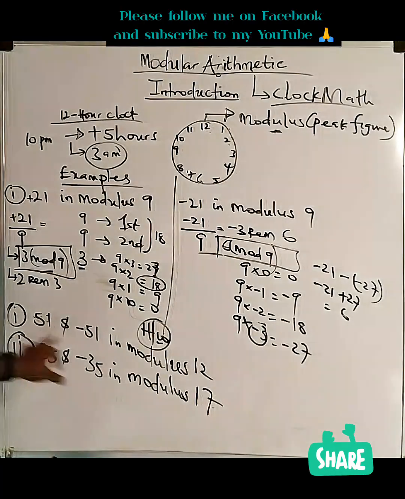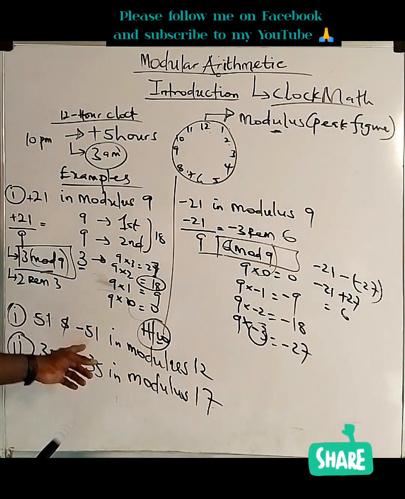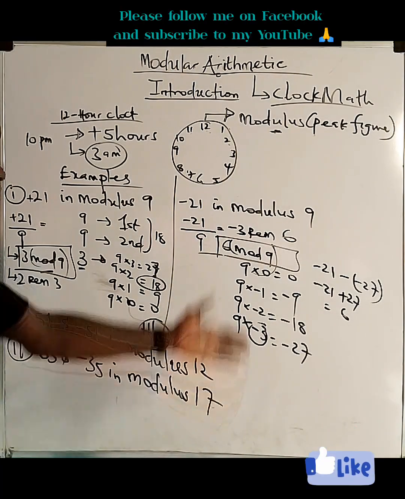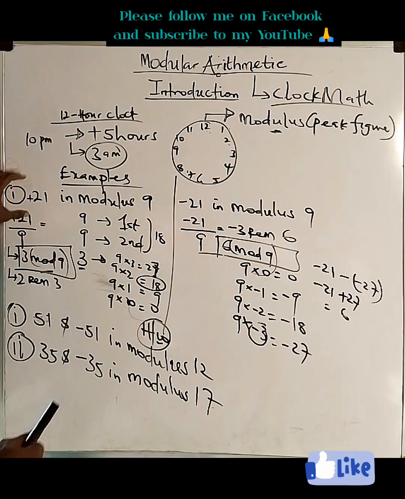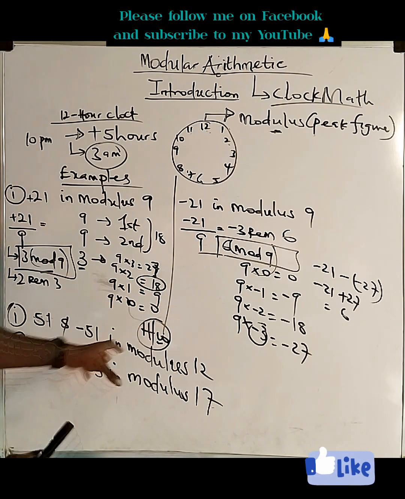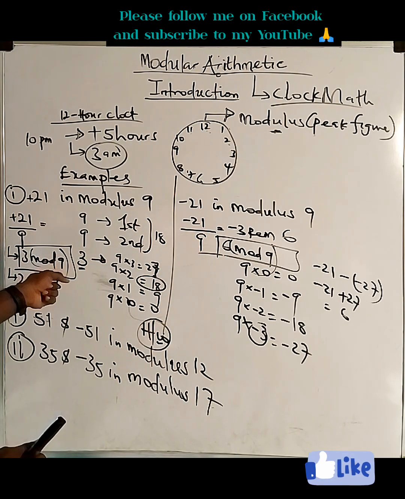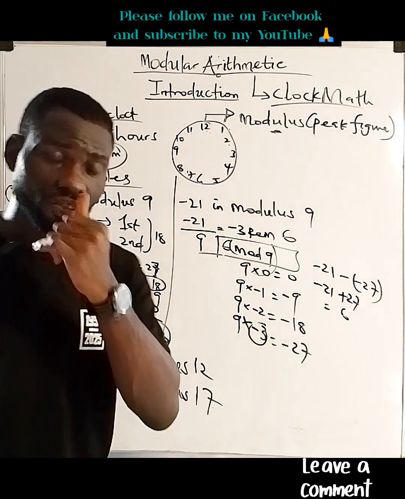So you will solve 51 in modulus 12, and you also solve minus 51 in modulus 12. I've shown you how to do it already. When you get your result, the one in positive or even the one in negative, just take away the remainder from the modulus, and you will get the result for the other one. So that's where we're drawing the curtain on this lesson.